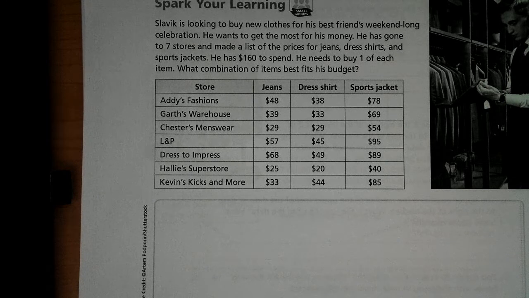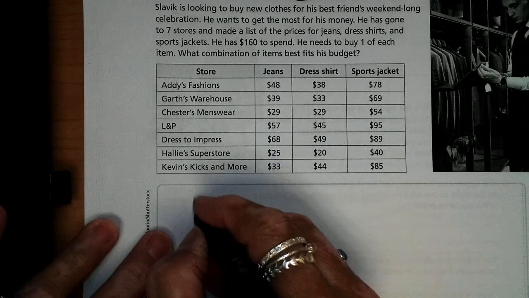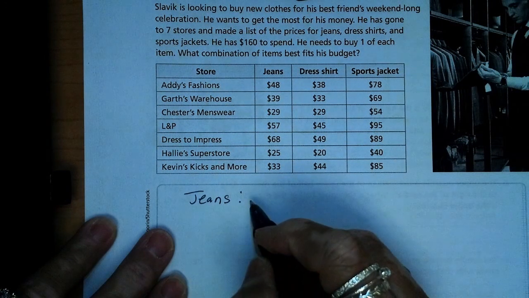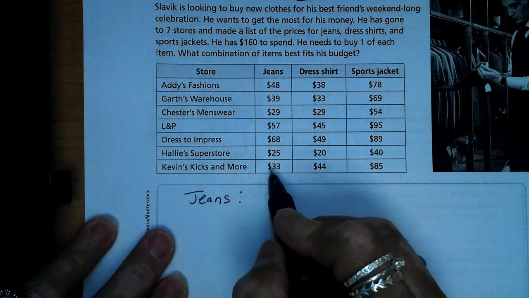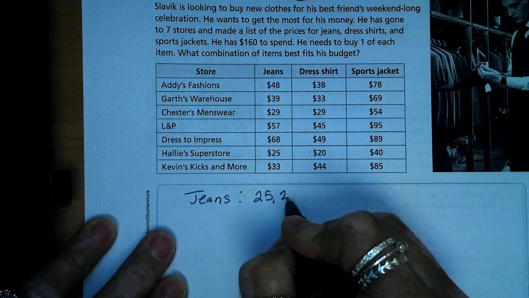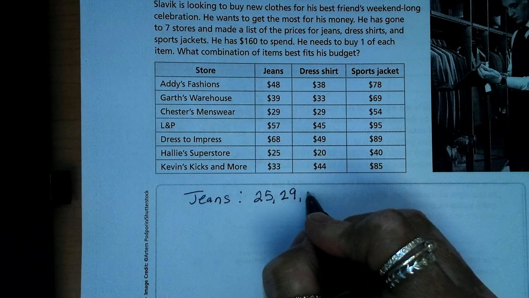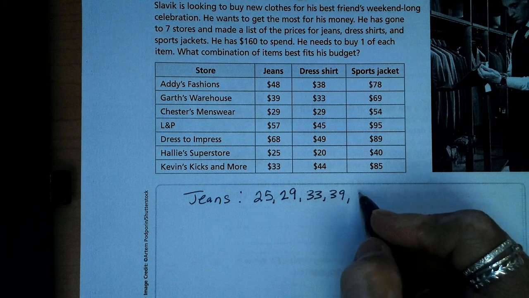So first thing I would do is I would put them in order. So I would put them in order from least to greatest, the jeans. That way I can kind of visualize where I'm at, right? All right, so let's do that. So jeans, what is my smallest number? What's my smallest number? Say it again. 25. Yeah. 29. All right, 25. So keep going. 29. 33. 39. 48.